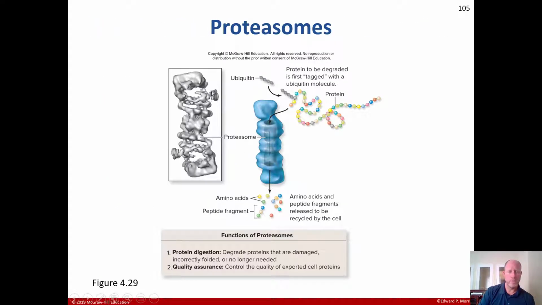So here's a proteasome, and we see its basic structure here, and the ubiquitin here. The protein to be degraded is first tagged with a ubiquitin molecule so that it can be recognized. Here are the amino acids and the peptide fragments that are released to be recycled by the cell.